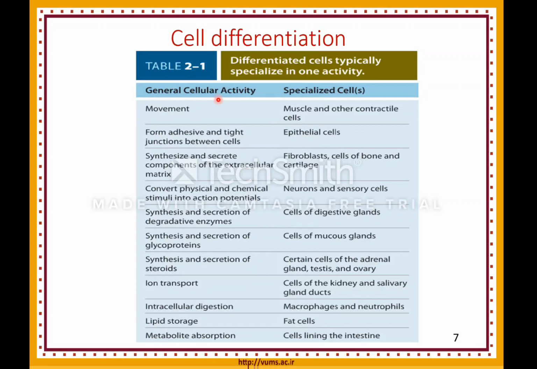Cell differentiation occurs in most of the cells. In this process, the shape and function of the cells change. For example, neurons and sensory cells have some processes in their structures, and they can conduct action potentials. And you can see in this table different cells with specialized structures and also specialized activity and function.